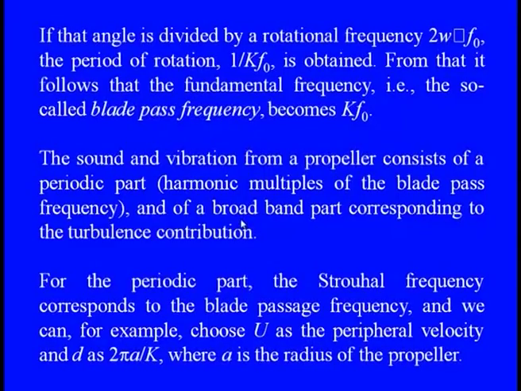So for the periodic part, the Strouhal frequency, which corresponds to the blade passes frequency, we can simply find out how much the peripheral velocity and the diameter are, and correspondingly we can get that. This clearly shows that according to the radius of the propeller, the frequencies vary, and we can get this by 2 pi a divided by k, where k is the number of blades.